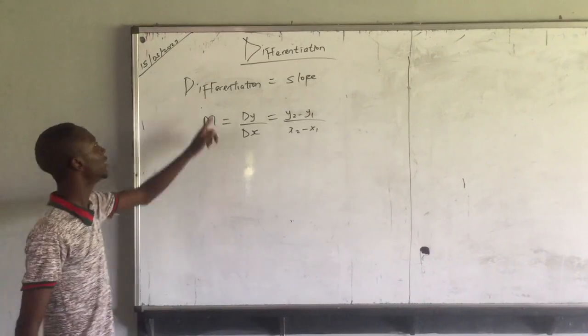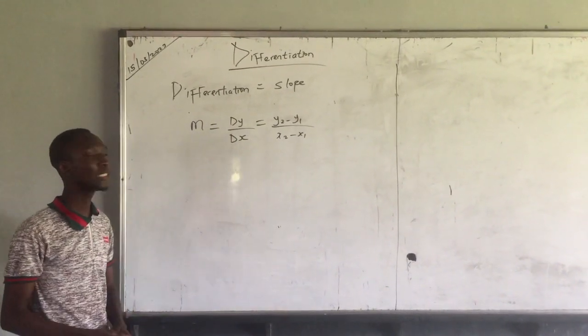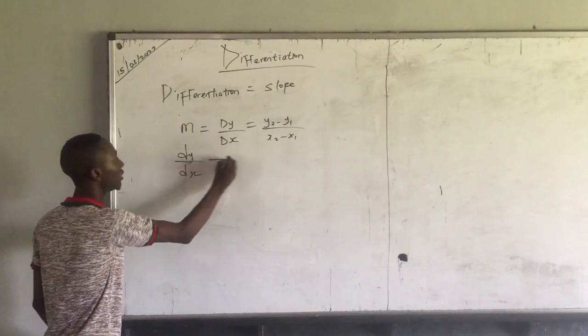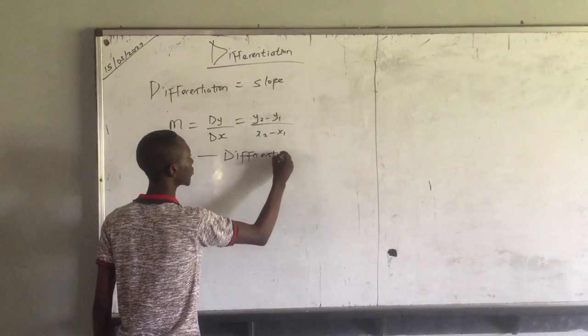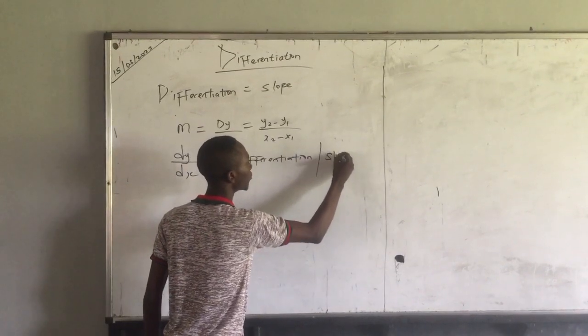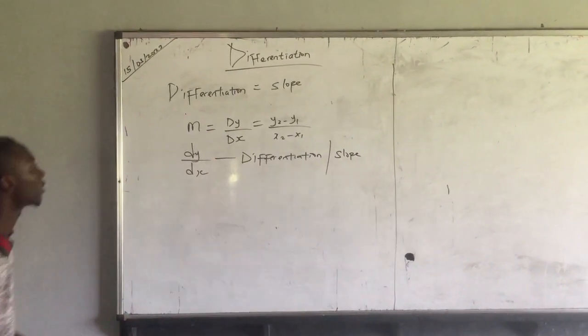So therefore, differentiation also is what? Change in y over change in x. That's why we call differentiation dy over dx. Differentiation is slope. So that's the first thing.